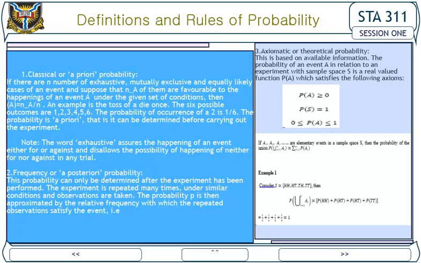Note, the word exhaustive assures the happening of an event, either for or against, and disallows the possibility of neither for nor against happening in any trial.